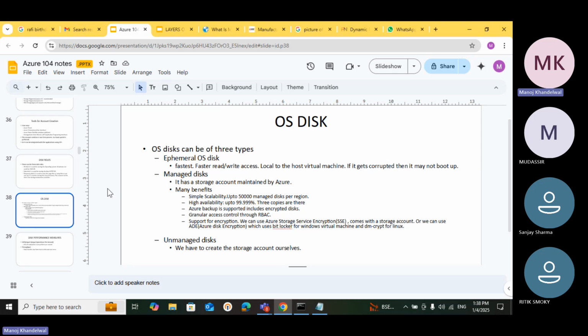Next option is managed disk. That's why it works, right? But if you dig a little bit deeper while creating a virtual machine, you will get the ephemeral disk option also. It will ask, you can choose this also if you want. It's up to you, but it is not advisable, so normally it will be using managed disk only.